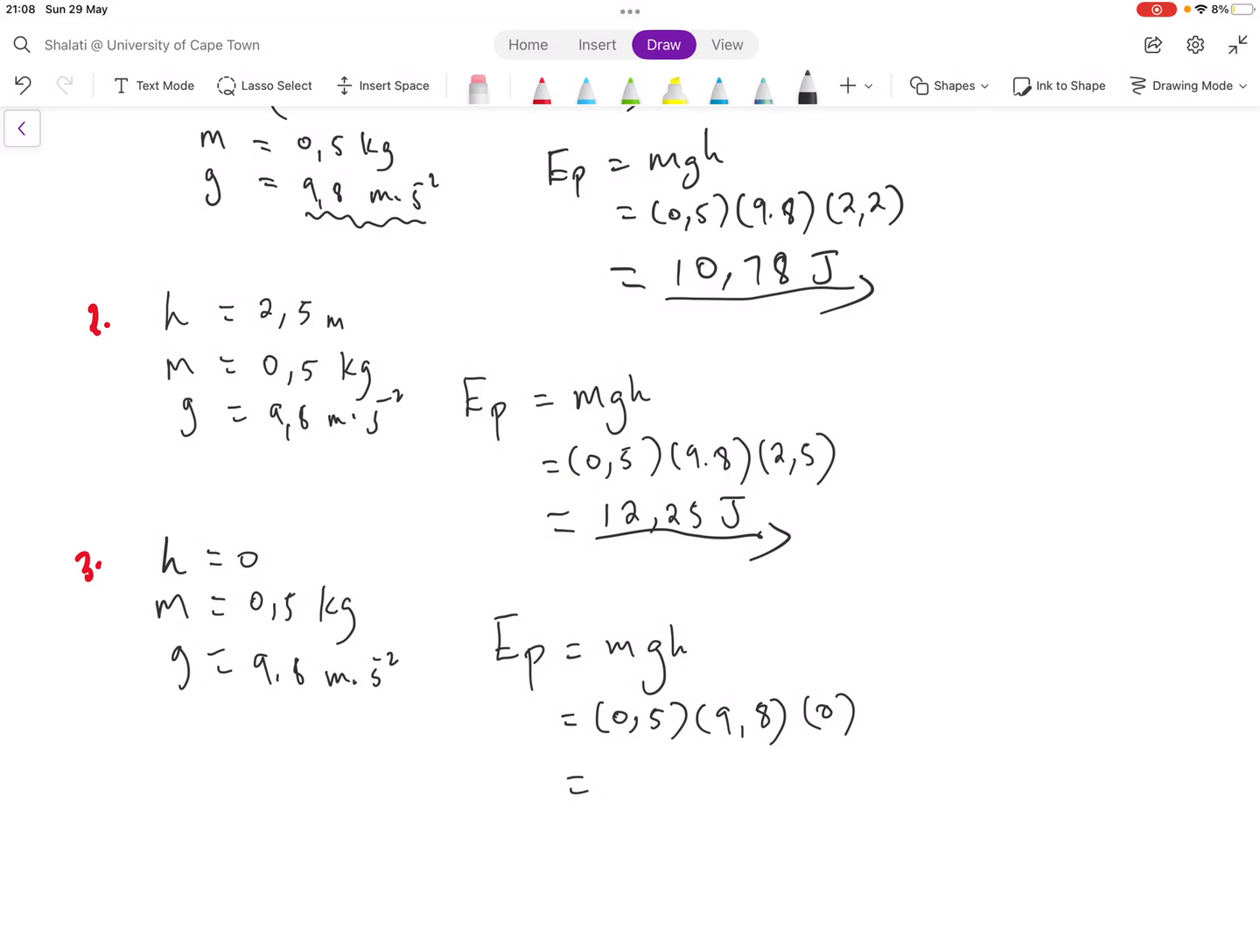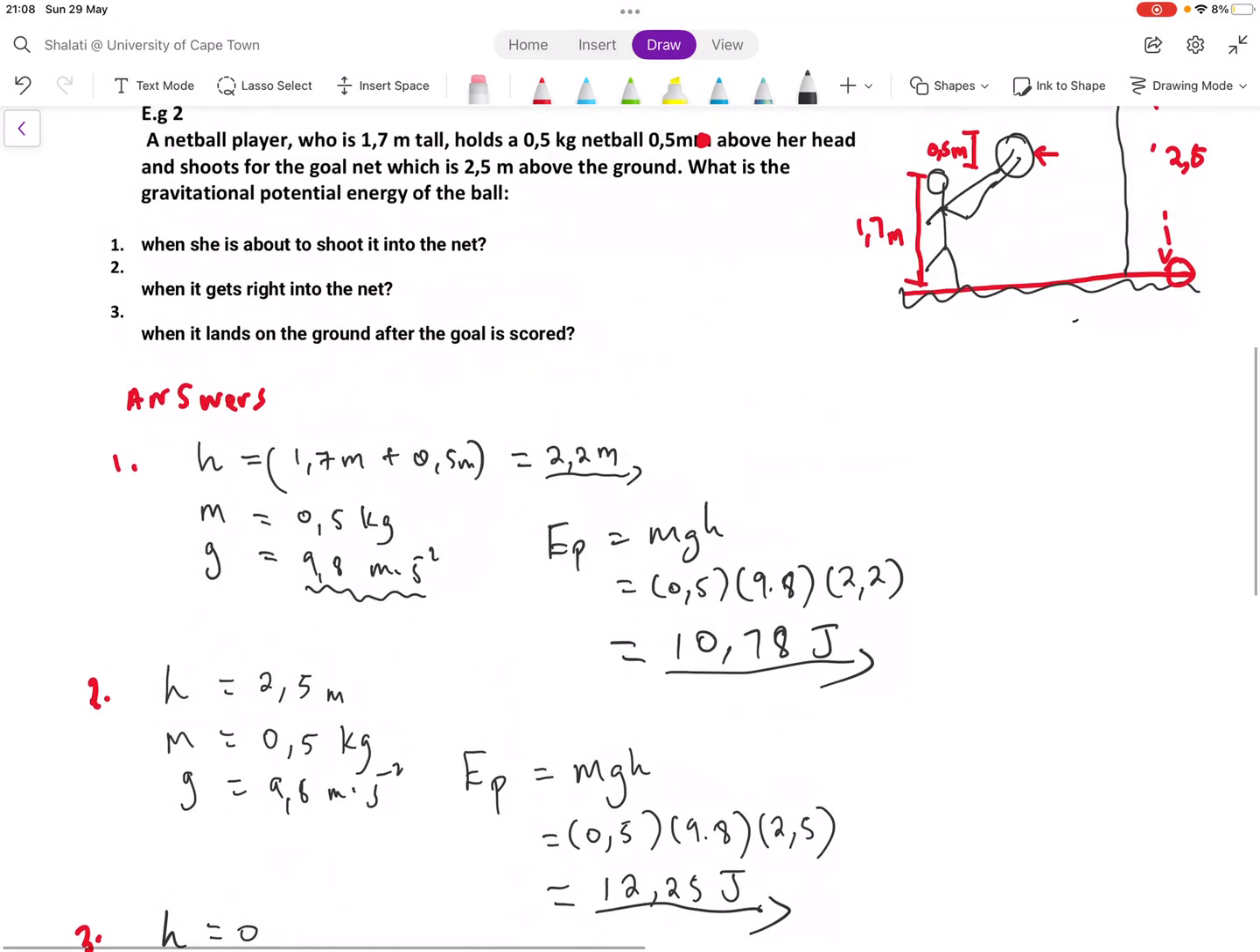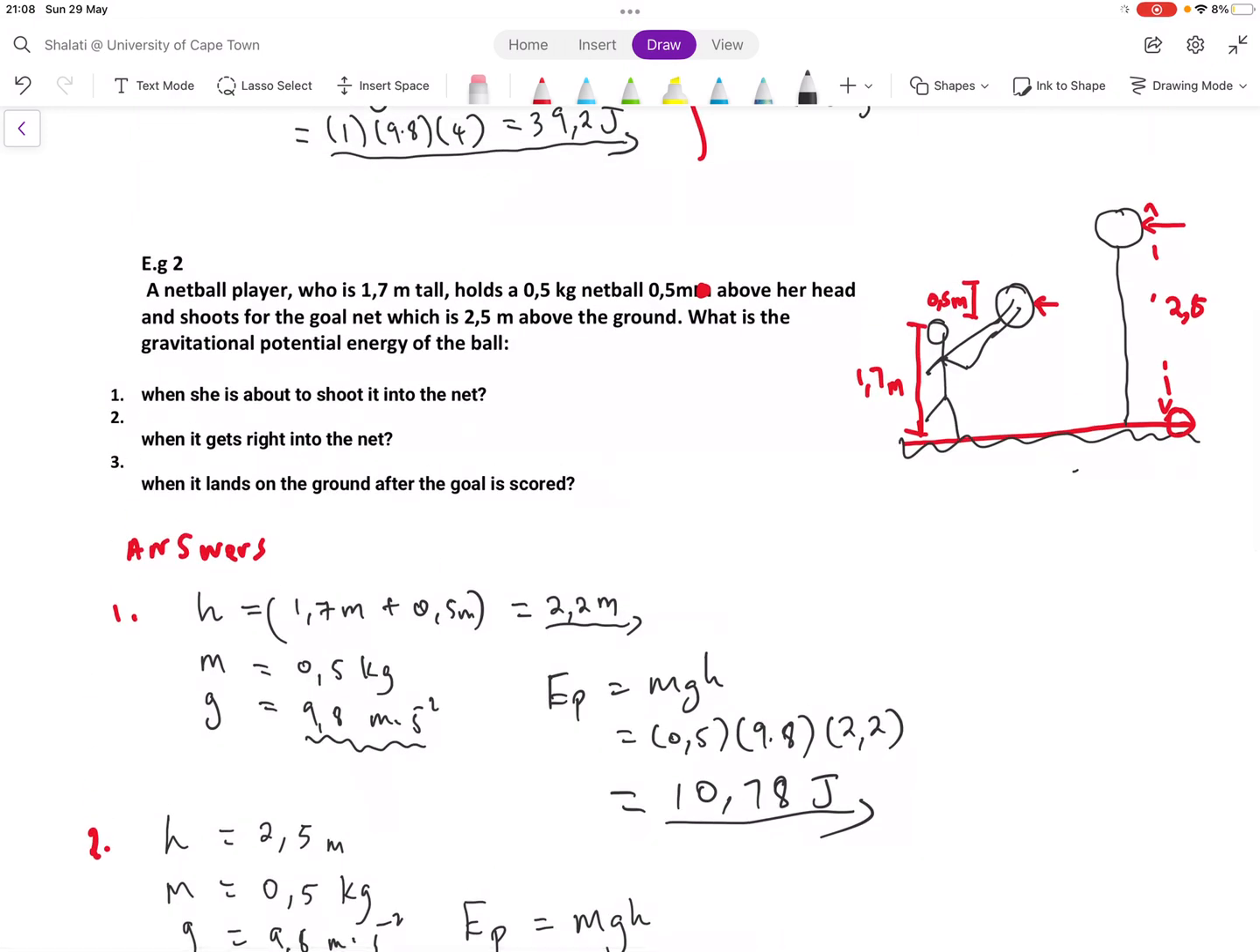Everything multiplied by 0, your answer will always be 0 joules. So your answer is 0 joules. It actually makes sense from what we discussed in the other video that the gravitational potential energy at the bottom will always be minimum.